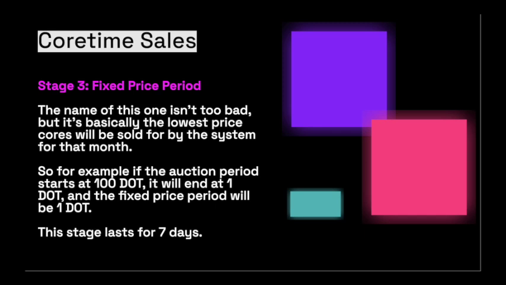Then after this, we have the fixed price period. The name's not too bad; it's like the lowest price you can pay. So, for example, if the auction period starts at 100 DOT and ends at 1 DOT, this fixed price period is 1 DOT, and it lasts for 7 days.